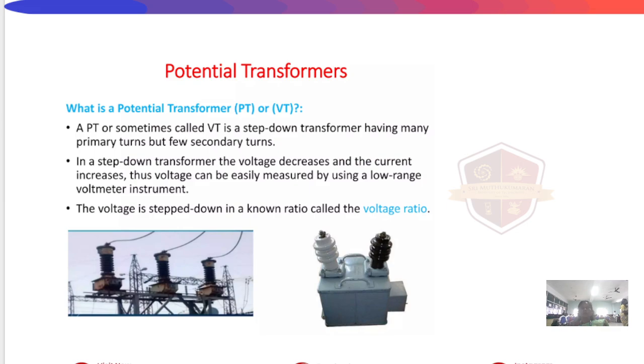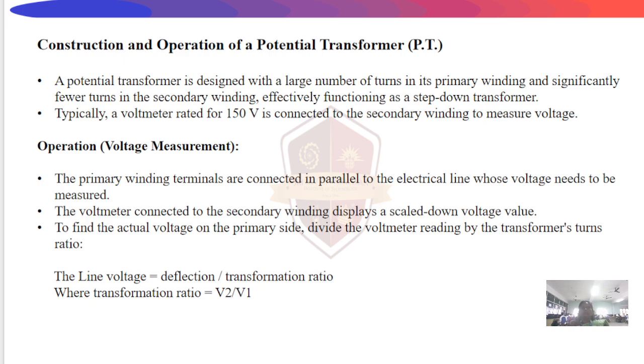Now let us move to the potential transformer, commonly called PT. The potential transformer is used to measure high AC voltage. It is basically a step-down transformer. Here the PT construction diagram is shown in the figure. The primary winding has a large number of turns. The secondary winding has fewer turns. The primary is connected in parallel with the high voltage line. A voltmeter is connected to the secondary winding. Usually, a 150 volt voltmeter is used.